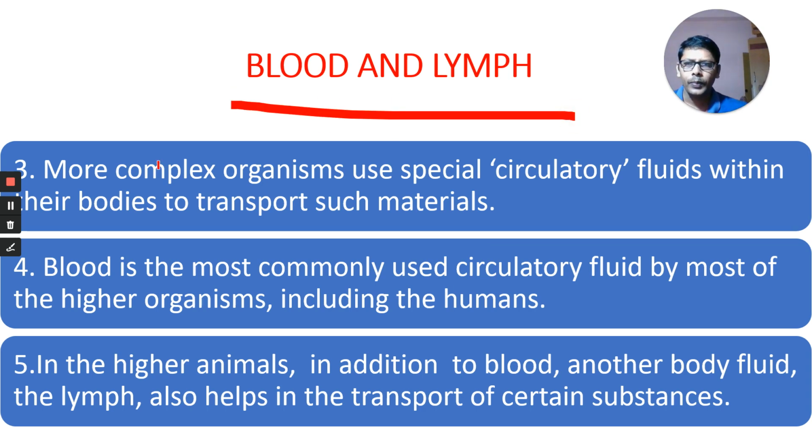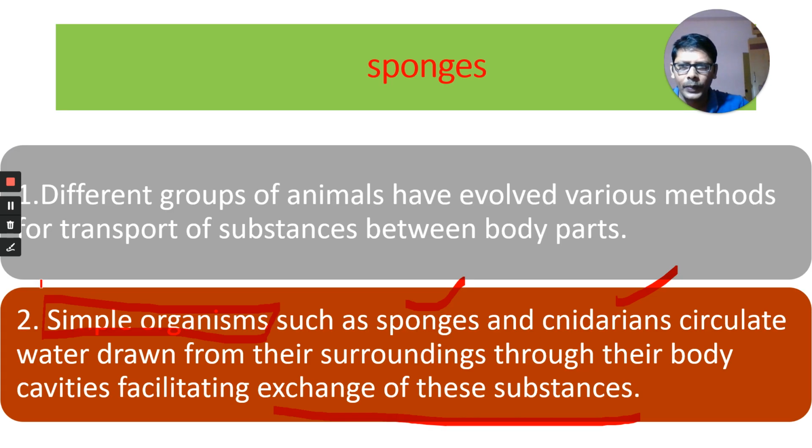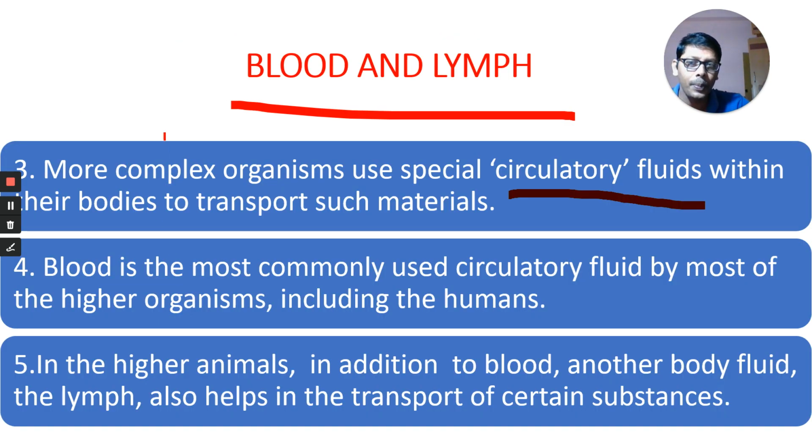Next, blood and lymph. More complex organisms use special circulatory fluids. In poriferans and cnidarians, there is no circulatory fluid. Earlier we discussed simple organisms. Now we are talking about complex organisms. More complex organisms use special circulatory fluids within their bodies. Why? To transport materials like oxygen, carbon dioxide, and food materials.